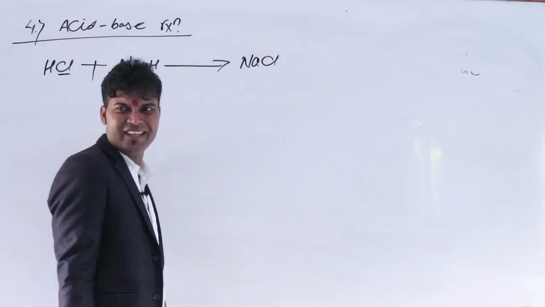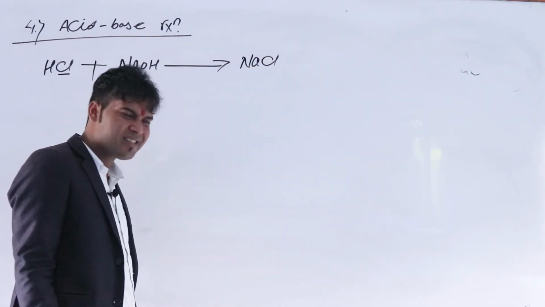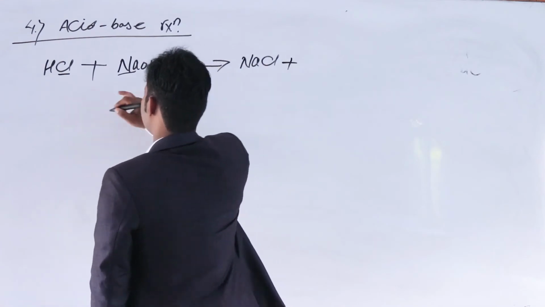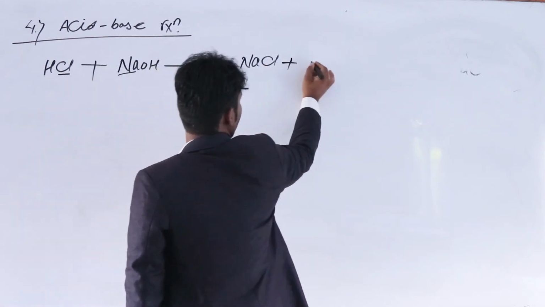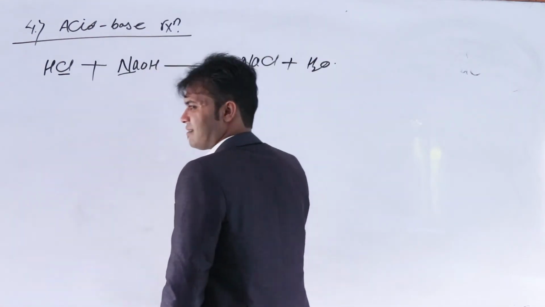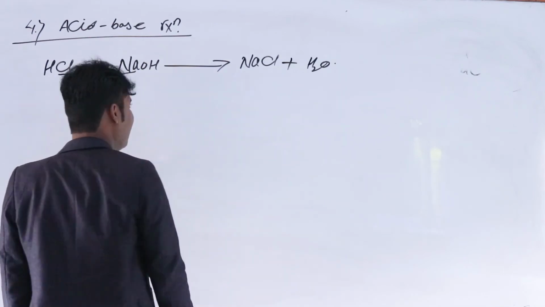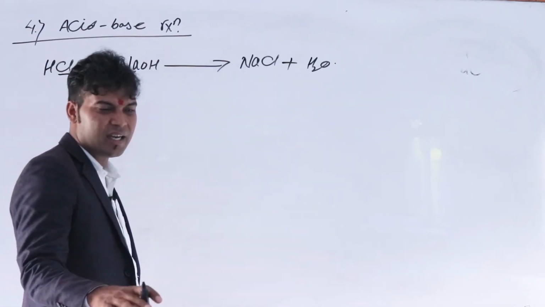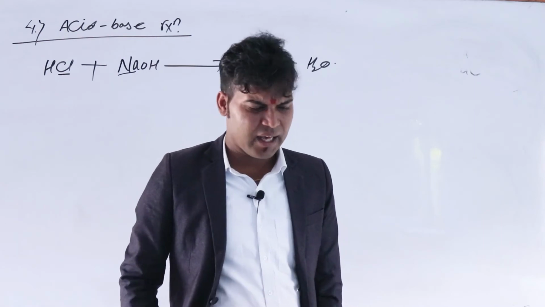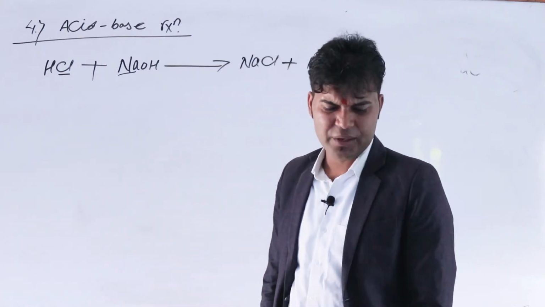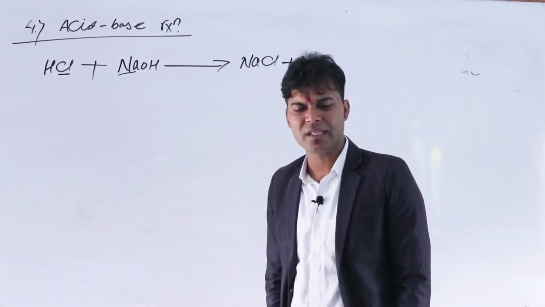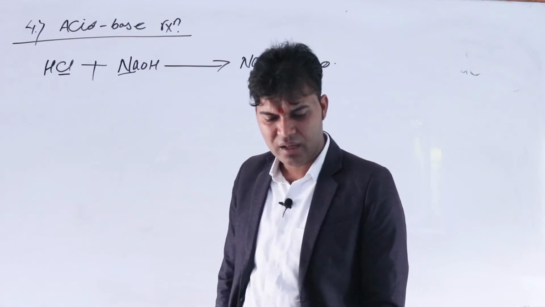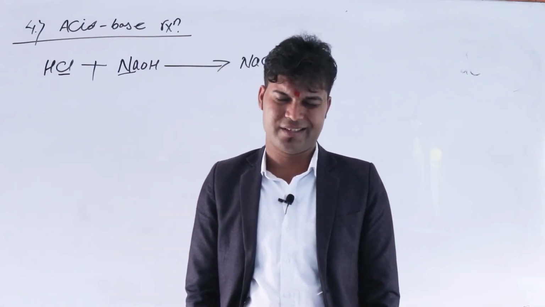NaCl, isn't it? Na plus Cl, NaCl plus H2O. Salt and water, which is called the acid-base reaction. In an acid-base reaction, an acid reacts with the base, and the characteristics or properties of both of them are destroyed or neutralized.